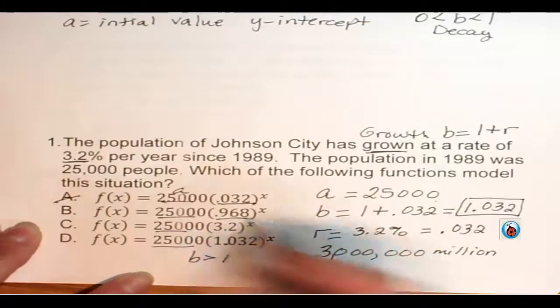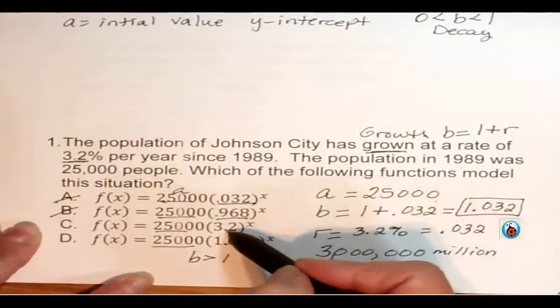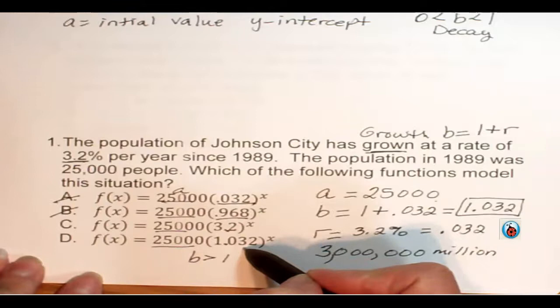This B is not greater than 1. That can't be your answer. This one is greater than 1. It's a 3.2. And this one is a 1.032. Okay, both of these are greater.